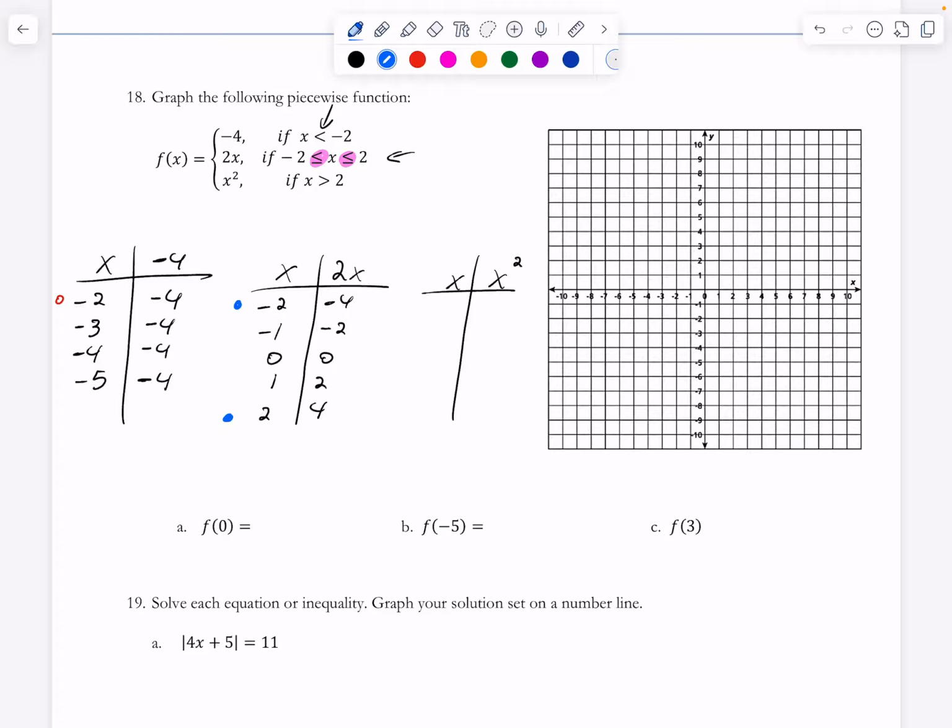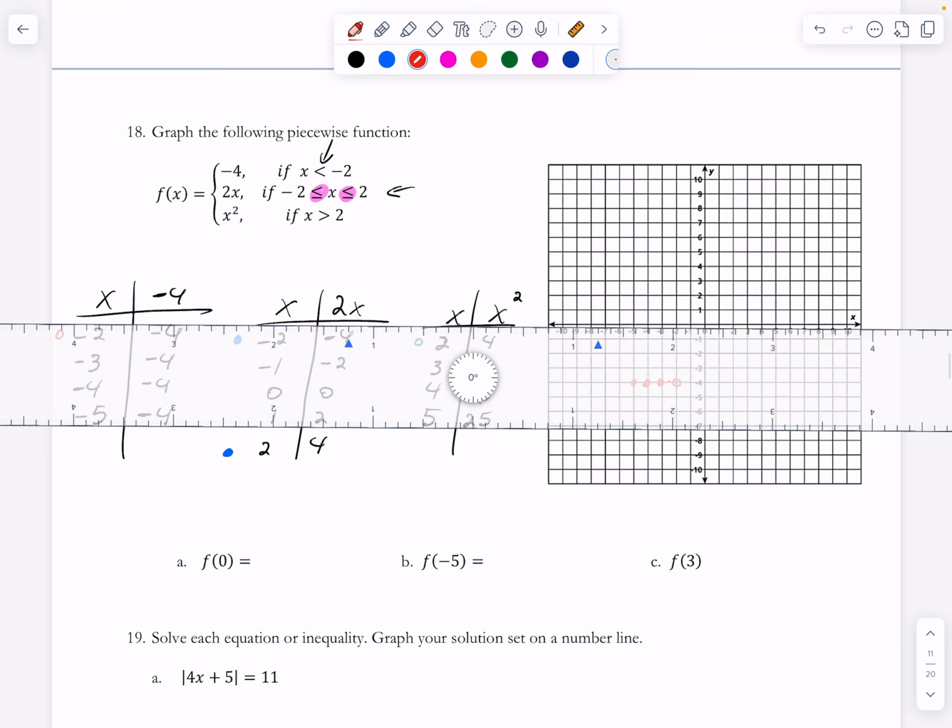And last but not least, my last one says greater than 2, so breaking the rule for 2, but then 3, 4, 5. Squaring numbers: 4, 9, 16, 25. I will not be able to graph a couple of those, but that's going to be an open circle at 2, 4. All right, so here we go. Plotting. -2, -4 is open. These are closed. So that's going to be a horizontal line right there.